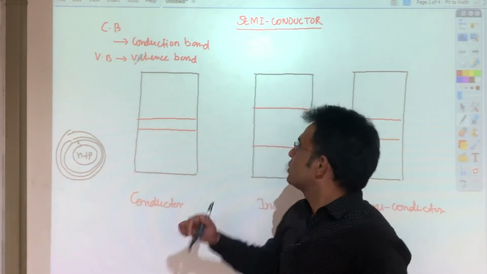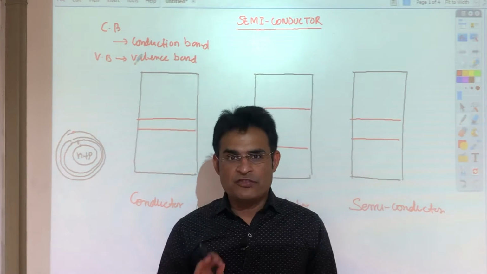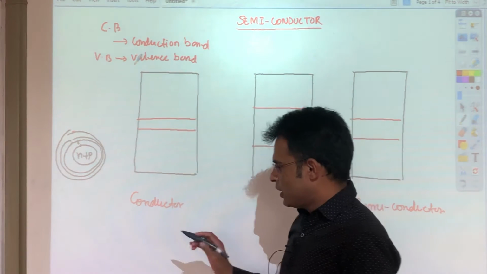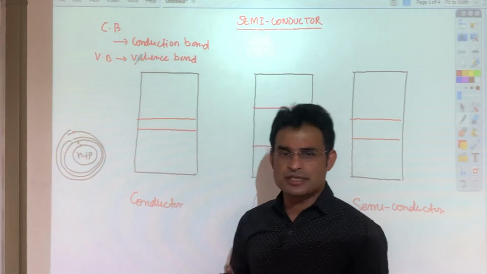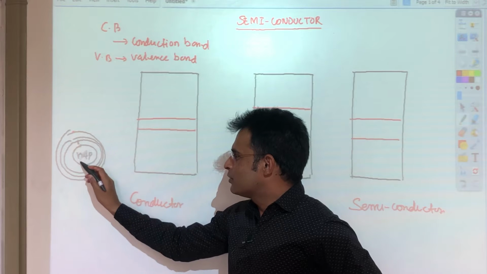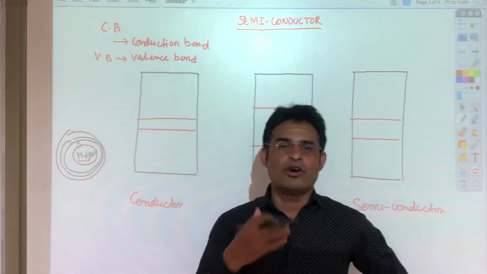Today's topic is semiconductors. A semiconductor we define using band theory. What is band theory? Everyone knows what the atomic structure is. In the atomic structure, inside the nucleus there are neutrons and protons, and outside the nucleus there are so many orbits.